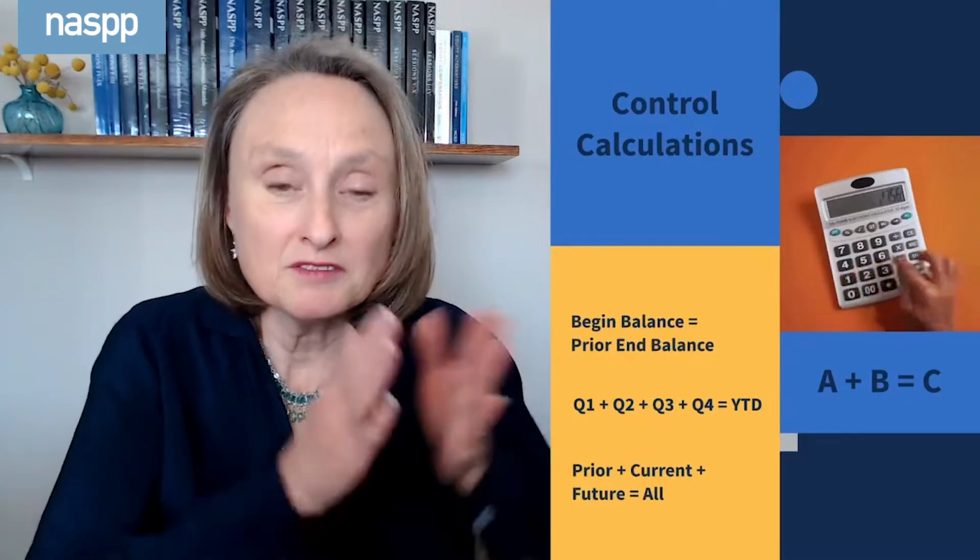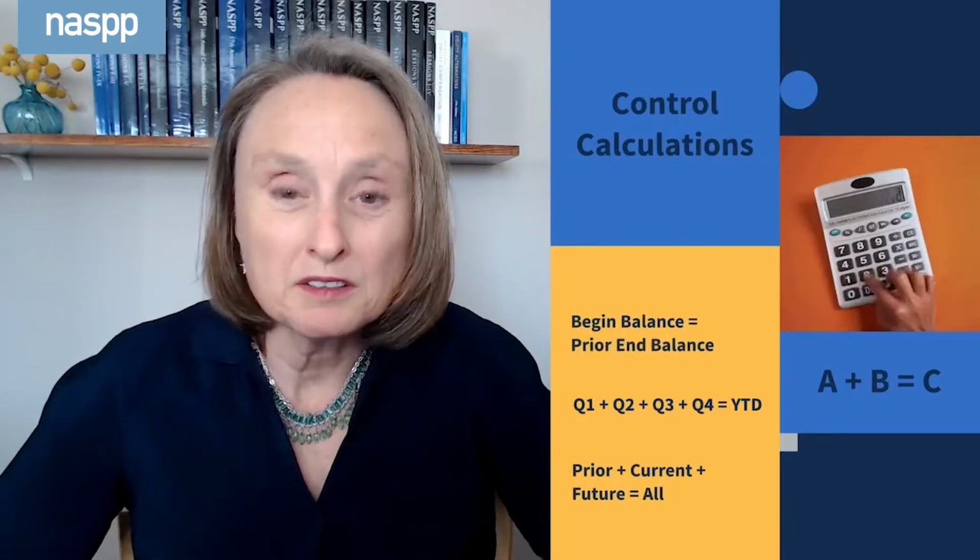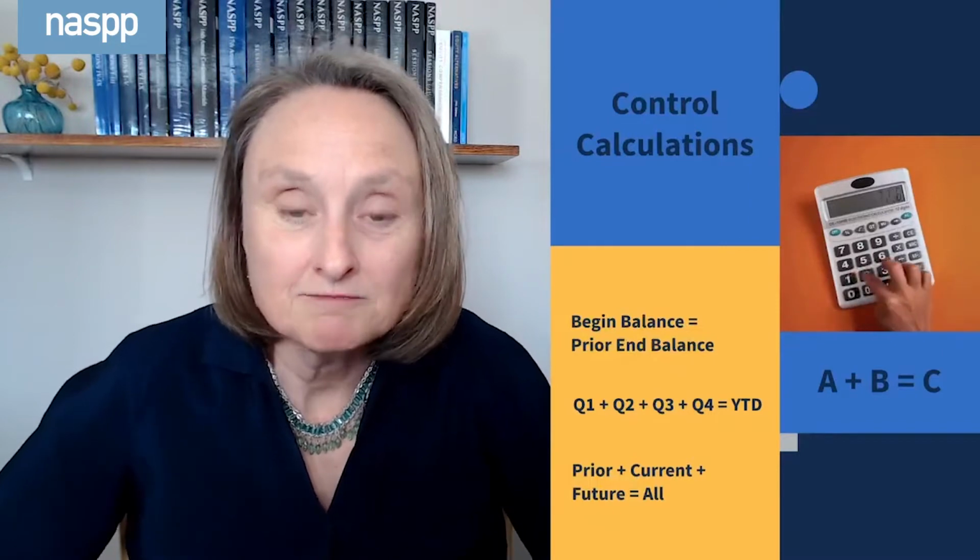Another thing that you can do for reports that show period activity is, for each fiscal quarter, the activity for that quarter, when added to the next quarter and the next quarter, should equal your year-to-date activity. This can be a great way to find data integrity errors.